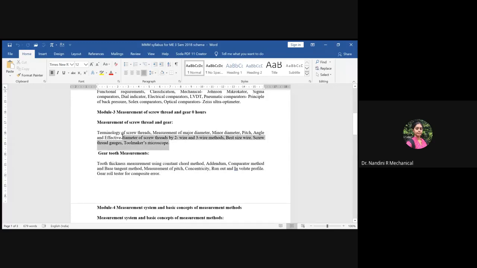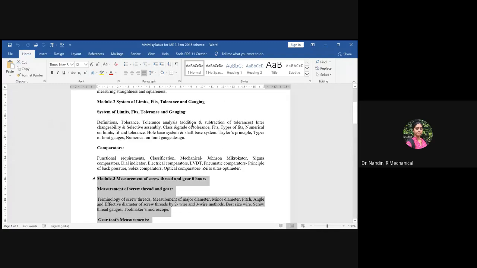And previously, the other methods we dealt with, the two wire and the three wire methods, are usually for determining the effective diameter of our screw thread. So the mainly asked questions are related to the two wire and the three wire method and the tool maker's microscope, and sometimes the gear tooth terminology and the terminology of the screw thread. Similarly in gear tooth, they can ask you the terminology of the spur gear, right? And sometimes how to measure the other key elements. So this is what we currently discussed. This is about our third module.